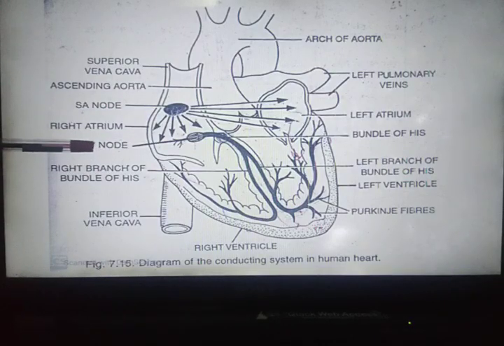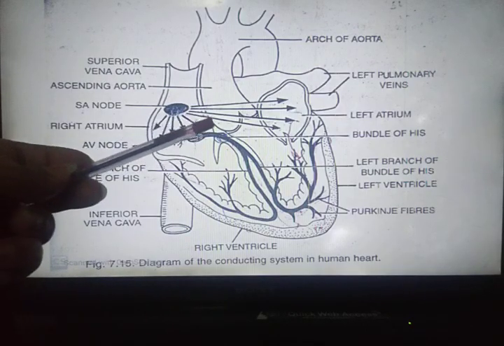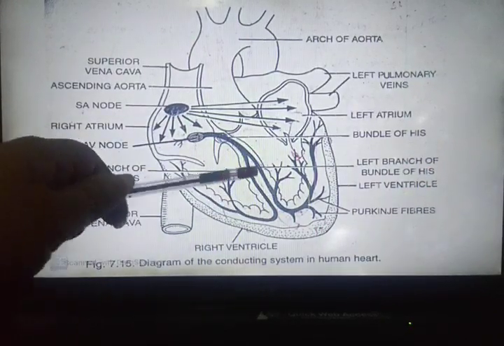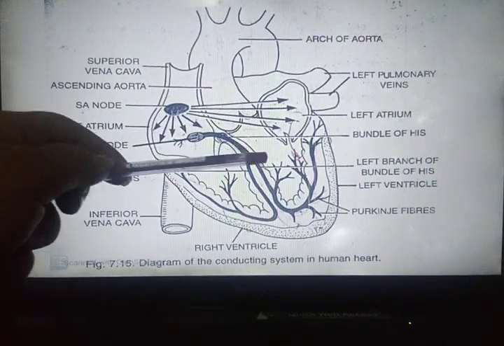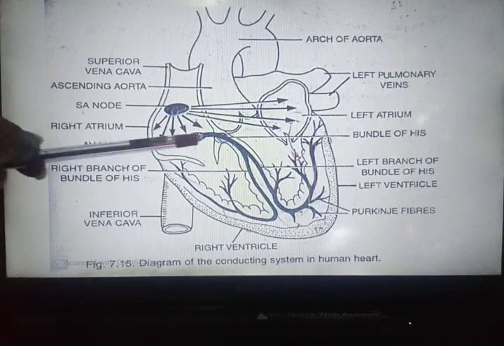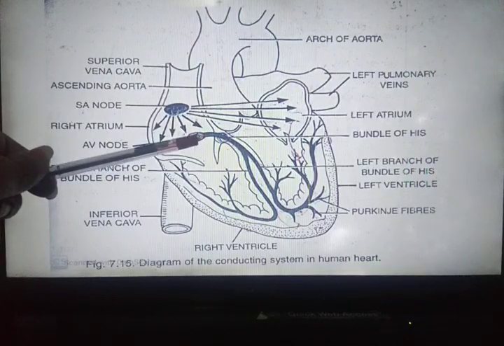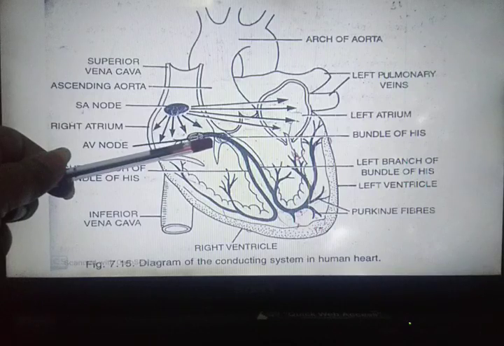Second is the auriculoventricular node. Auriculoventricular node is present near the auriculoventricular septum. This is the auriculoventricular septum or septum which divides the heart into two parts, left and right. So near this septum, the second node is present known as auriculoventricular node. And in which auricle is the auriculoventricular node present? Yes, it is also present in the right auricle.